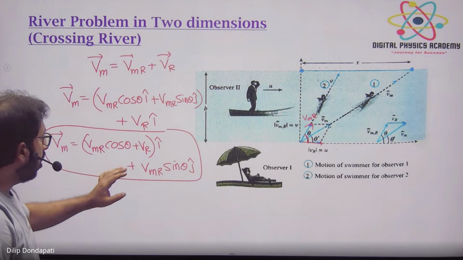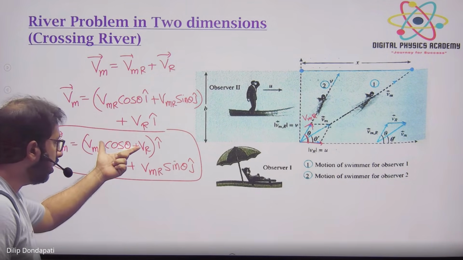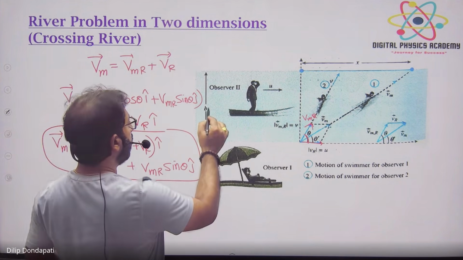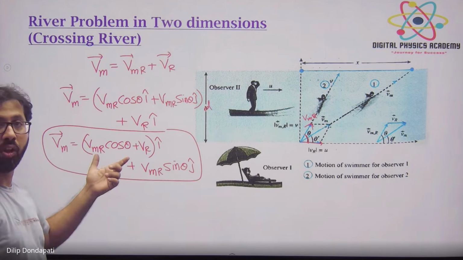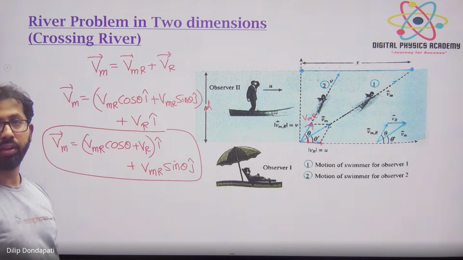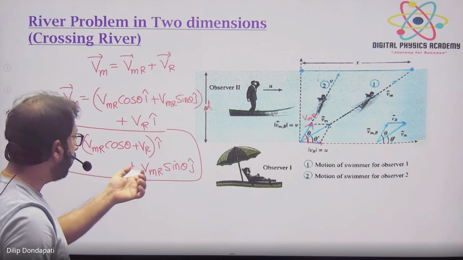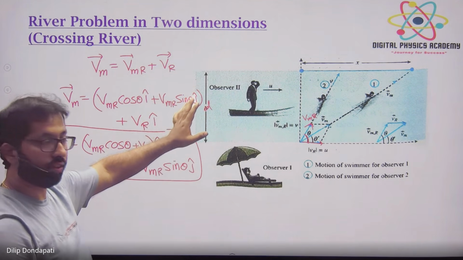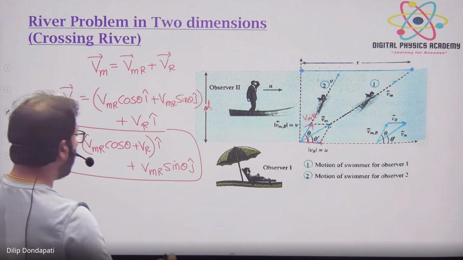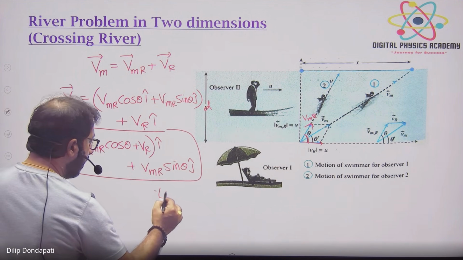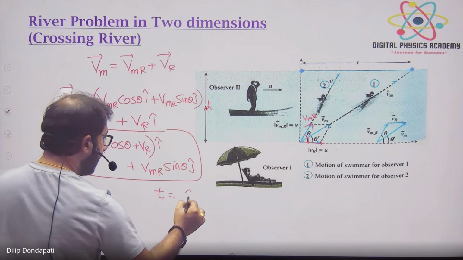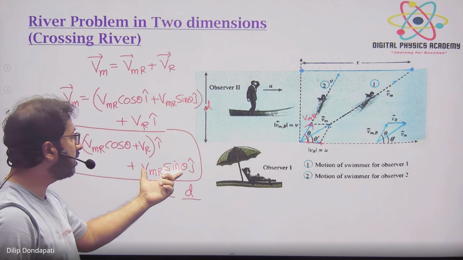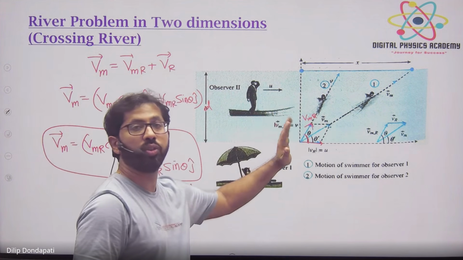Now tell me which component is responsible for crossing the river. Which component of velocity is responsible to cross the river? Sin theta: VMR sin theta j cap. This component is responsible for crossing the river. So find the time for this; they will ask you to find the time. What is the time formula? Distance by speed, right? Which speed do we use? We have to use VMR sin theta, meaning we should take the vertical speed only.